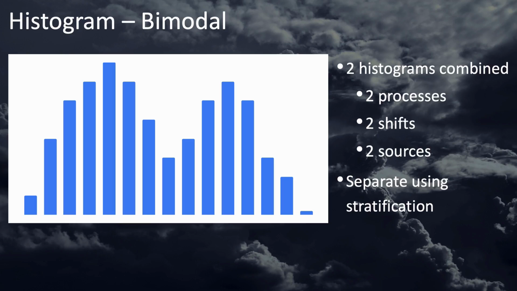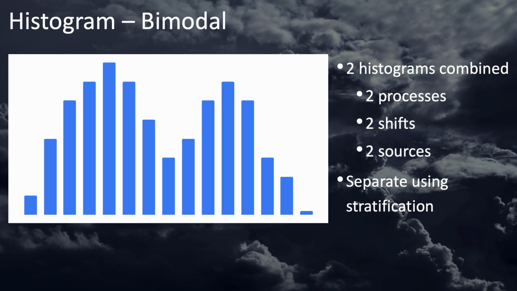Here's an interesting distribution known as a bimodal distribution. It looks almost like two histograms combined, and that may well be exactly what's going on. If the data you're using comes from two processes, or two work shifts, or two sources of raw materials, or two different production lines, then you can get a bimodal distribution like this if there are differences between these two data sources that affect the measurements.